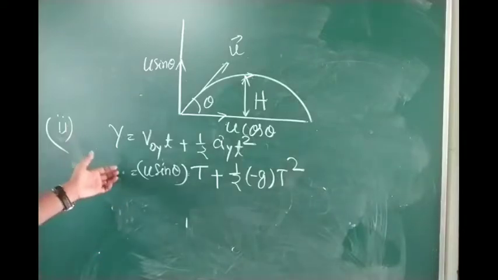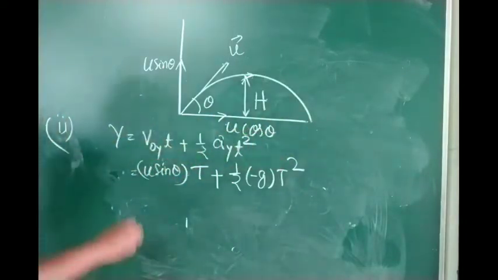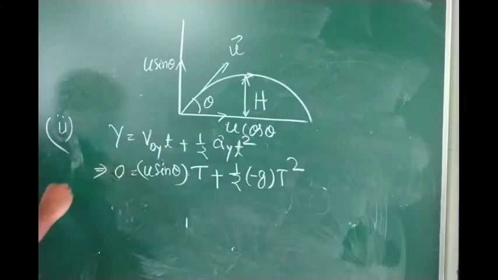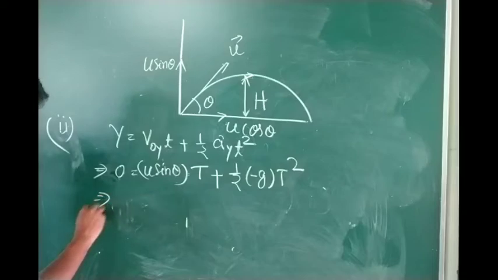Okay, then what will be the value of y? What will be the value of y at this point? It will be 0. Now you calculate the value of t from here.